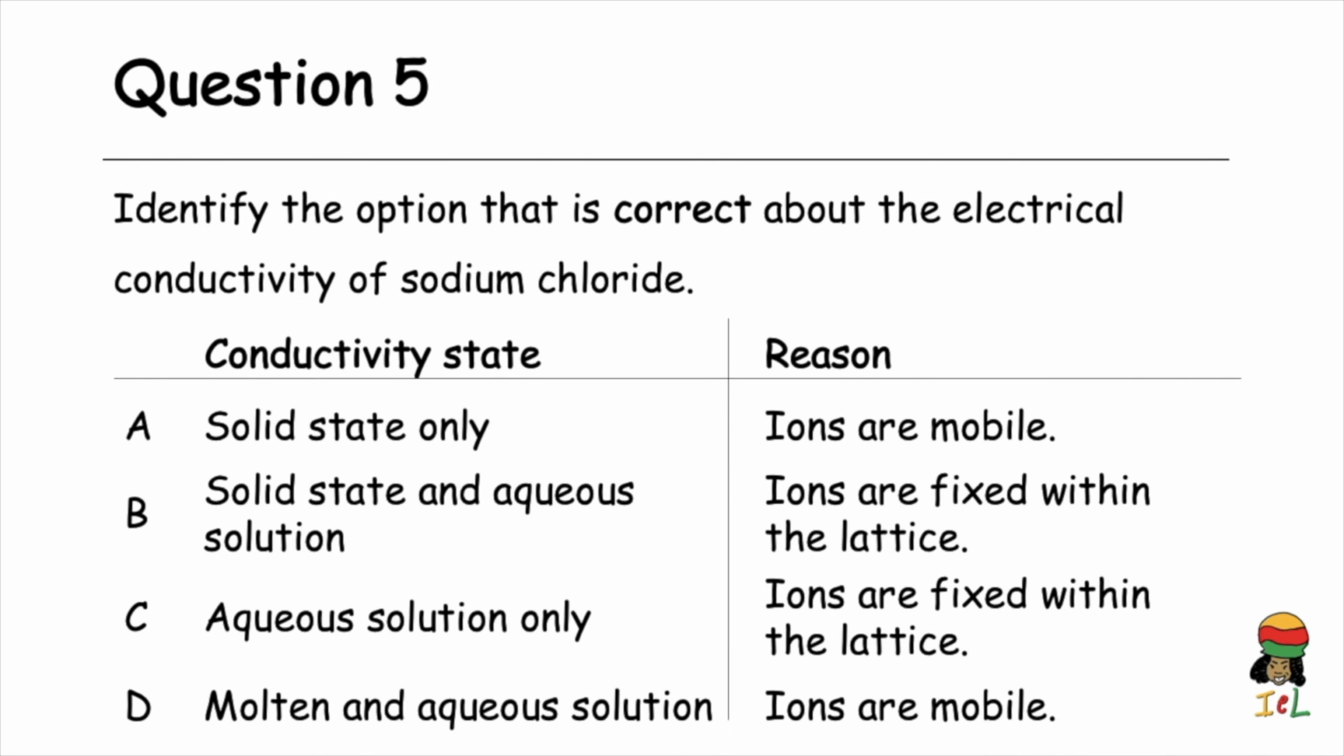Question 5. Identify the option that is correct about the electrical conductivity of sodium chloride. Option A states that sodium chloride conducts electricity in the solid state only, and this is because the ions are mobile. Option B, sodium chloride conducts electricity in the solid state and in aqueous solution, and this is because the ions are fixed within the lattice. C, sodium chloride conducts electricity in the aqueous solution only, and this is so because the ions are fixed within the lattice. And D, sodium chloride conducts electricity when molten or in aqueous solution, and this is the case because the ions are mobile.